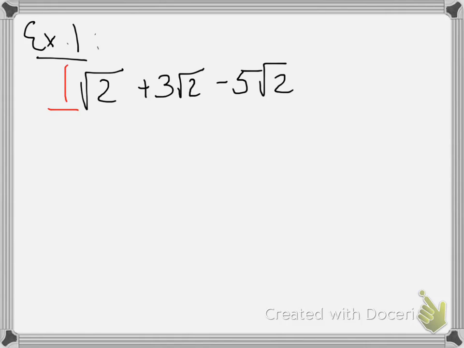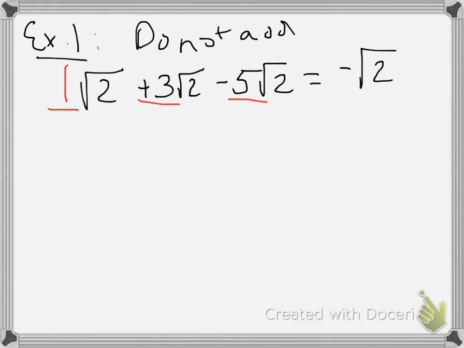So think of this almost like if we were to do 1x plus 3x minus 5x. You wouldn't do anything to the x's, you would just look at the numbers. So we combine the numbers and we get negative root 2, because 1 plus 3 minus 5 is negative 1, so our final answer is just negative 1 root 2. We do not, I repeat, do not add the 2's. So we're never, ever going to add the radicands. It is only the coefficients in front of the radicands that we are focusing on in these problems.